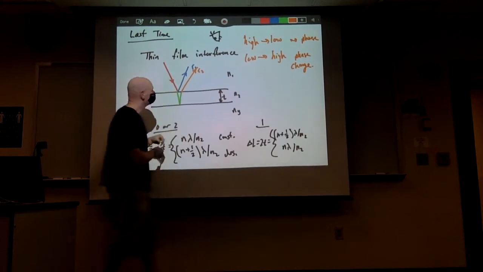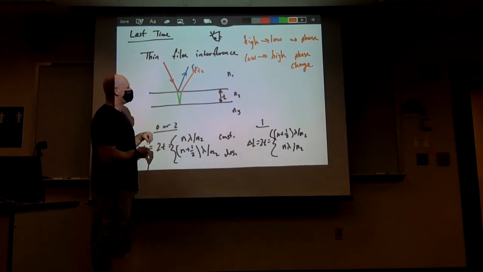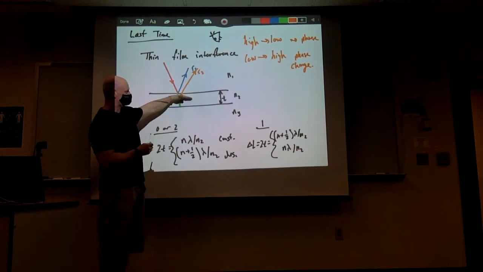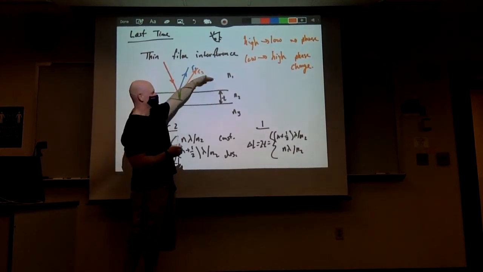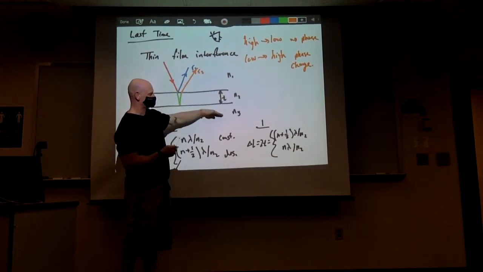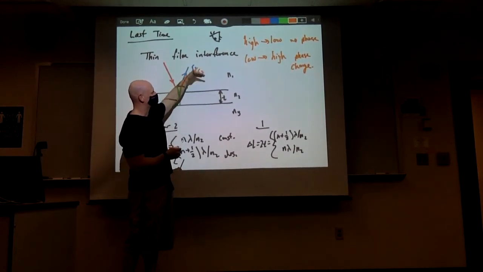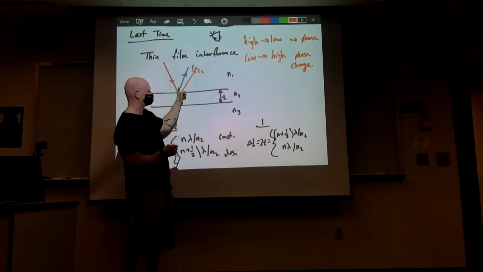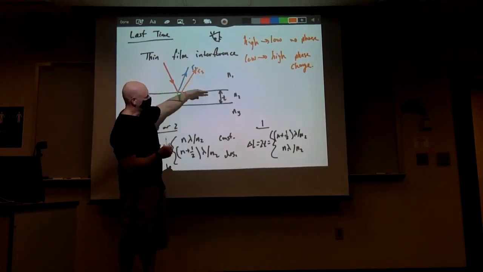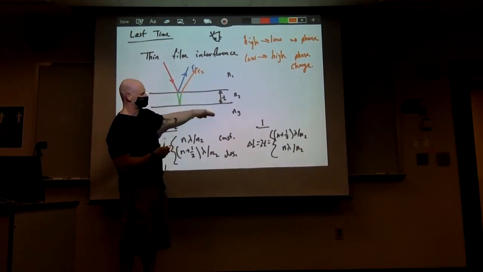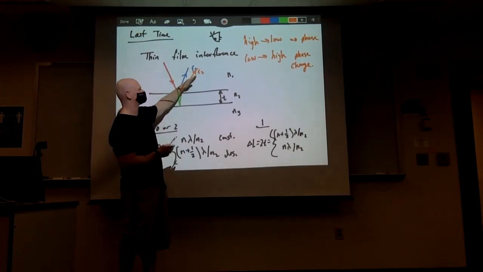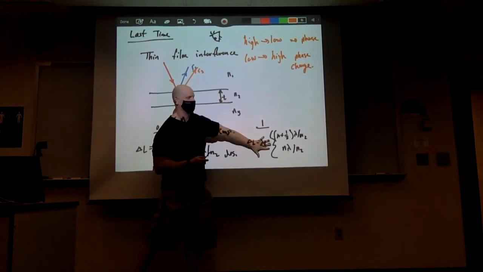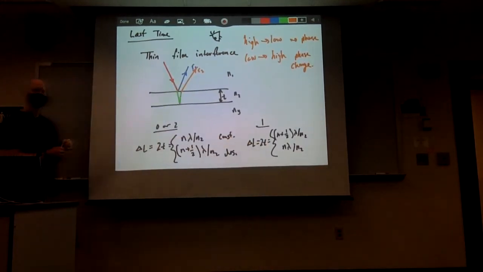For example, let's say this was glass, this was air, and then this was water. In this case, this would be 1, this would be 1.5, and then this would be 1.33. I'd go from a low to a high, which means I would have a phase change in ray 1. But going from 1.5 to 1.33, that would not give me a phase change. So I'd have no phase change on this one, which means I have one overall phase change. That would give me this scenario here.